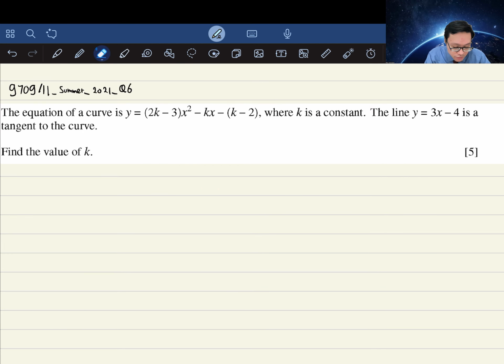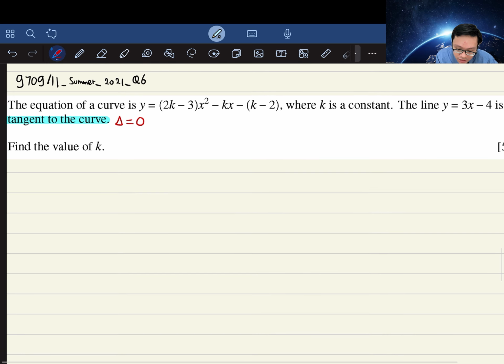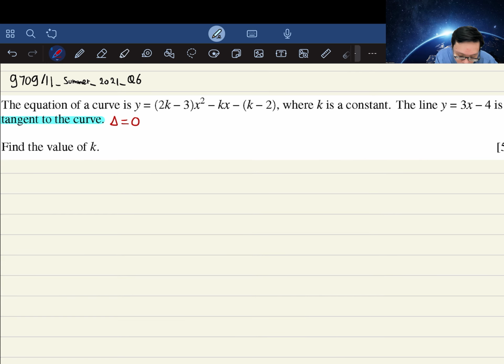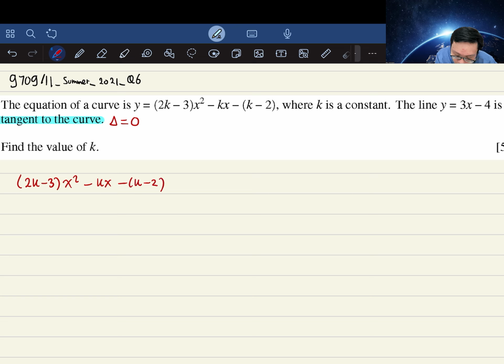Here we have the equation of a curve, and the line is a tangent to the curve. So if you look at the keyword, guys, the keyword is tangent to the curve. Means that the line and the curve only touch at one point or one intersection. So the discriminant has to be equal to 0. So our goal is to find the value of k. So the first step, as usual, we need to construct the intersecting equation. So here we have 2k minus 3 times x squared minus kx minus k minus 2 equals 3x minus 4.